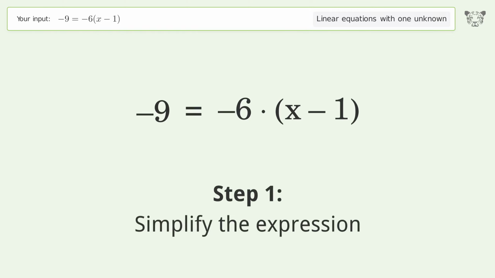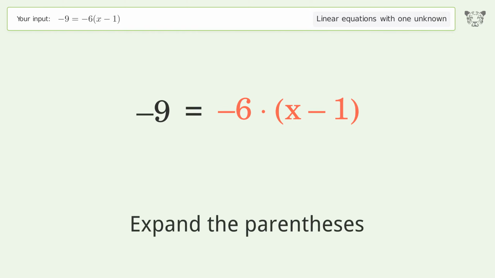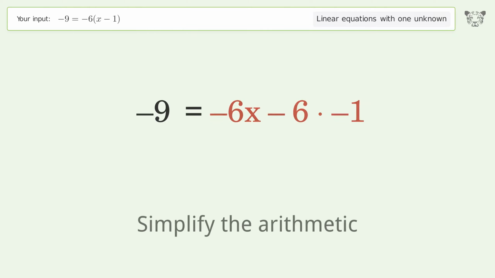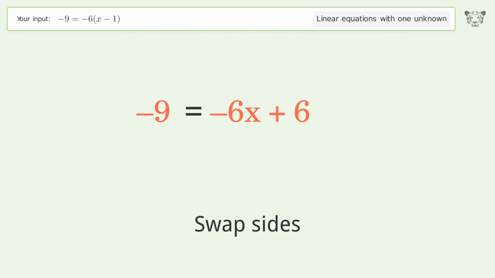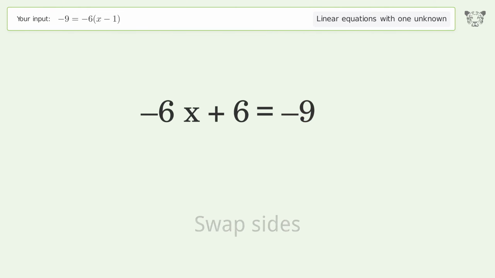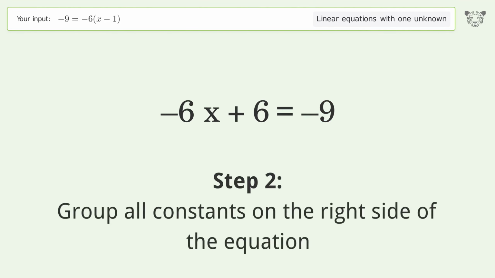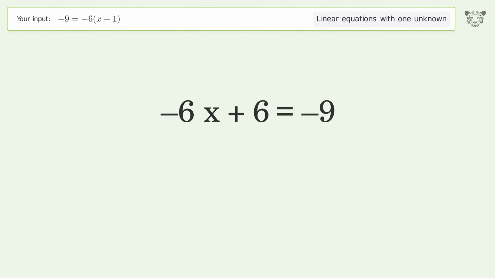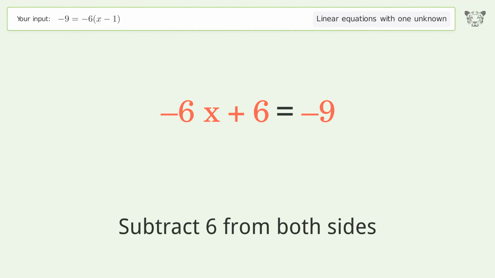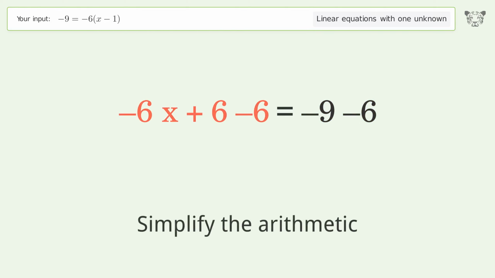Simplify the expression. Expand the parentheses. Simplify the arithmetic. Swap sides. Group all constants on the right side of the equation. Subtract 6 from both sides. Simplify the arithmetic.